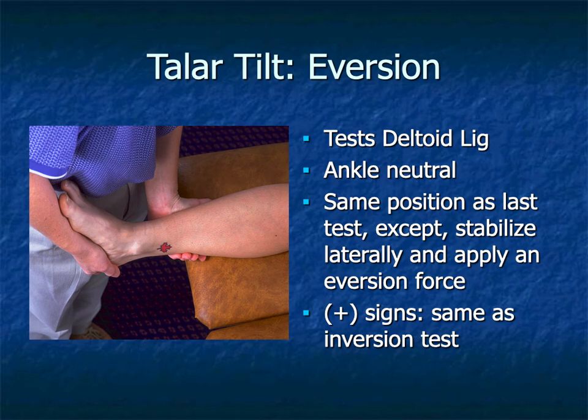Now we can do this with an eversion. Again, we're checking the deltoid, same position as we did with the other side, but we're going to use an eversion force. And again, the positive sign is that it has more laxity than on the uninjured side.